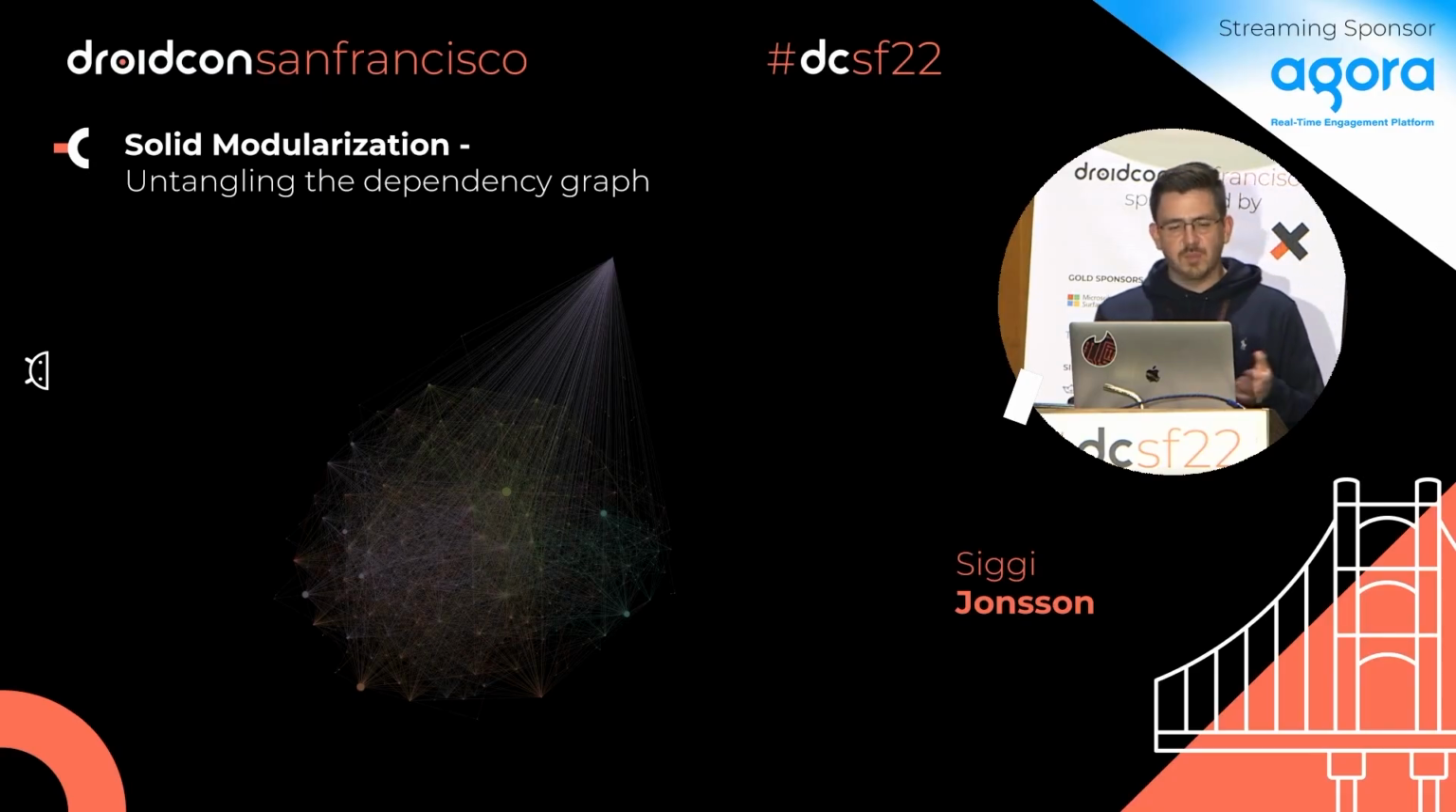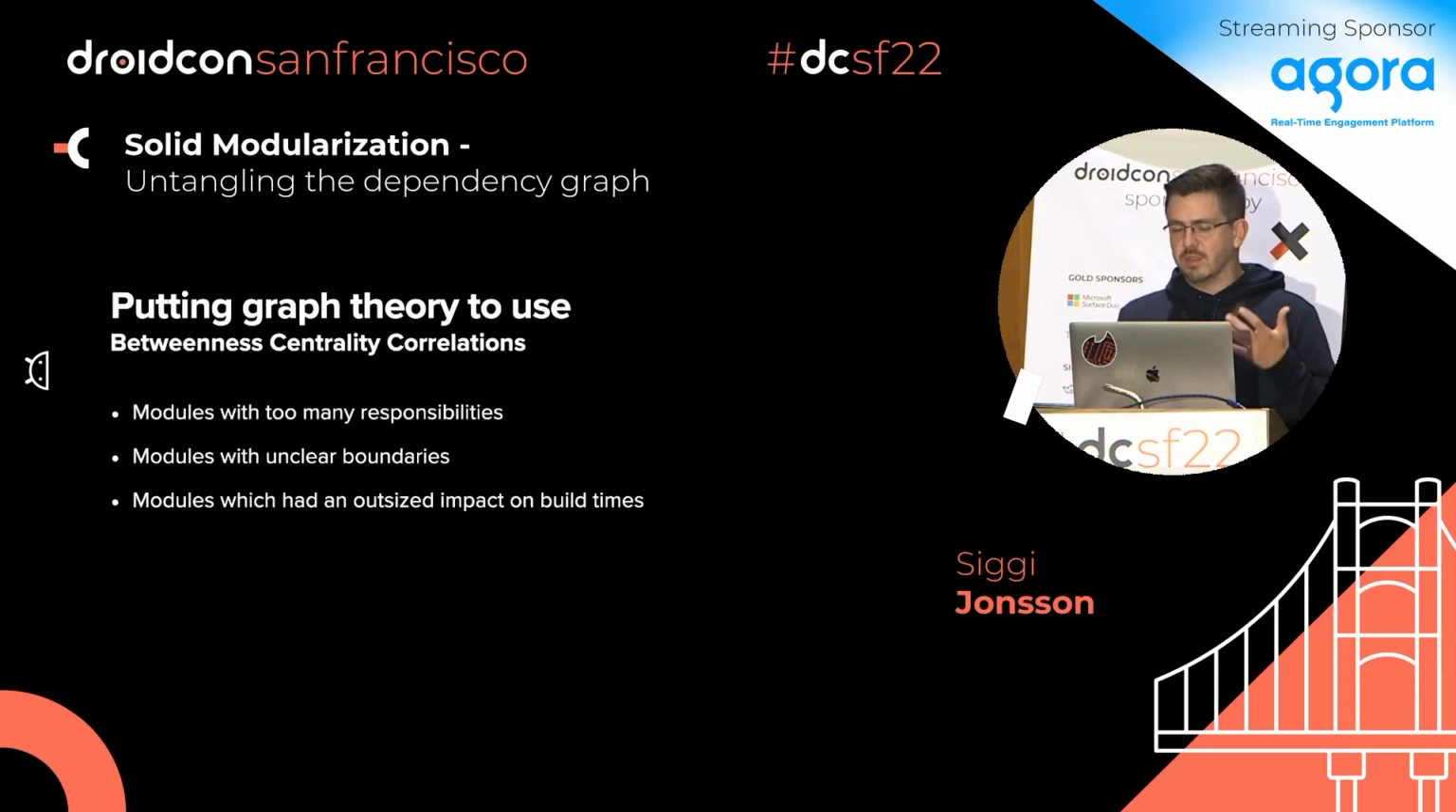The most interesting insight we found was when inspecting the big nodes in the graph, the ones with a high betweenness centrality. It turned out that those correlated with modules that we already knew had maybe too many responsibilities, had unclear boundaries, and just modules that overall had an outsized impact on things like build times in a project.